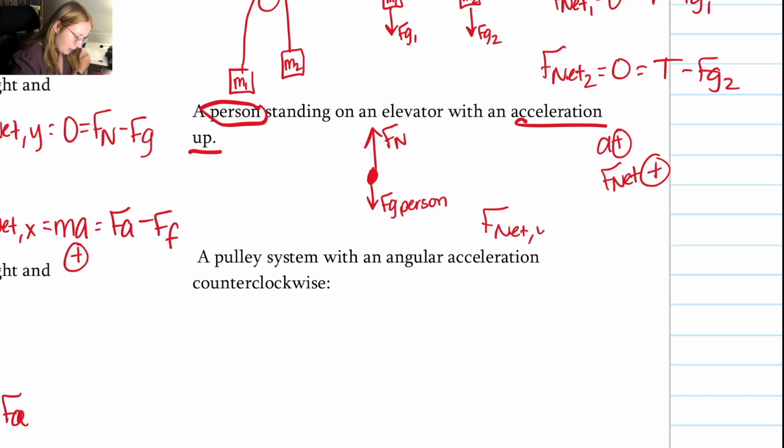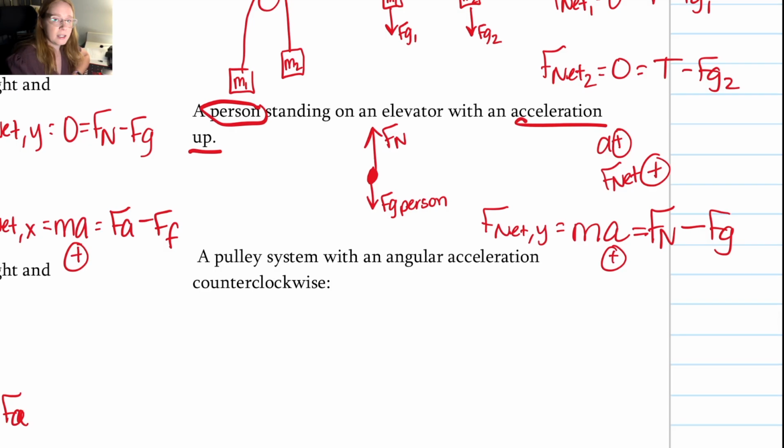So this time we do have an F net Y. I'm just going to put MA. I don't know what the mass of the person is or the acceleration, but that's the setup for it. And then normal force is positive, force of gravity is negative. And we should be getting a positive answer for acceleration since it said it was accelerating up.